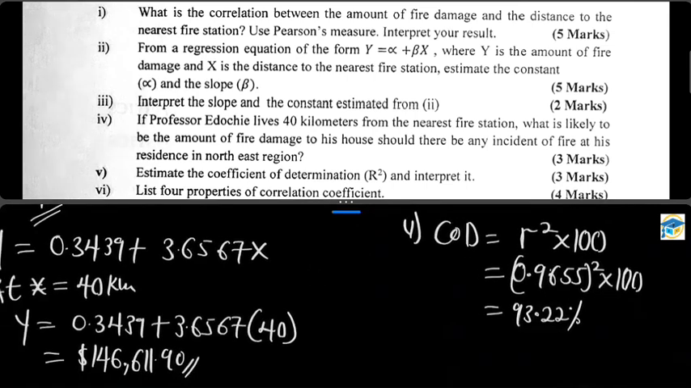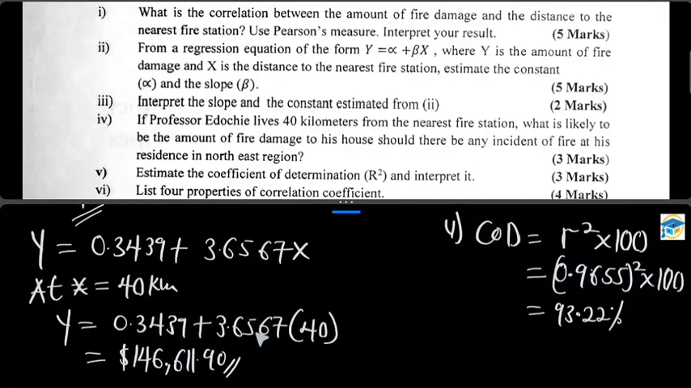We can even use an example of Professor Edochie's own here, where the distance between his residence and the fire station was 40. You can clearly see this is the amount that it cost him to rescue himself. So the higher the distance from your residence to the fire station, the more it costs you to rescue yourself. But the lower it is, the less you pay in terms of fire damage. So that is what the coefficient of determination tells us: the variability of one variable that can influence or affect another variable. Is that okay?